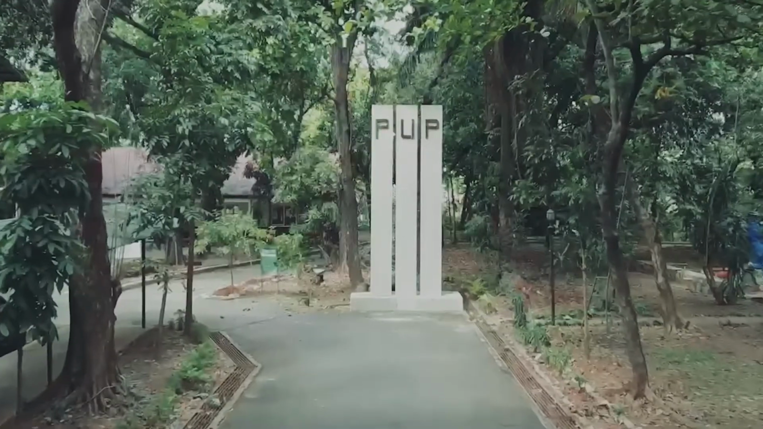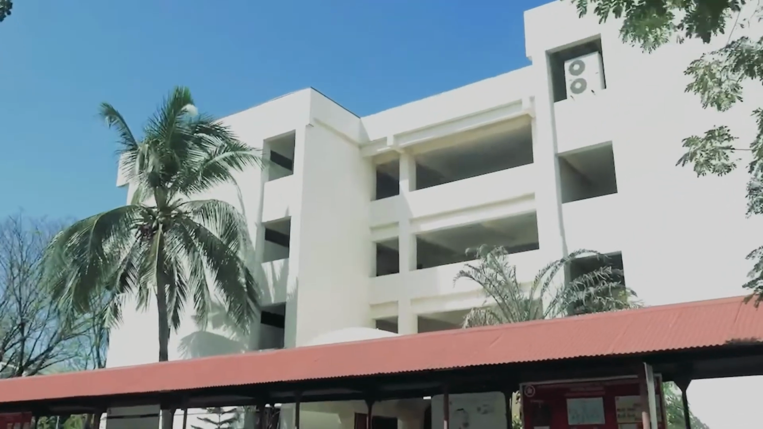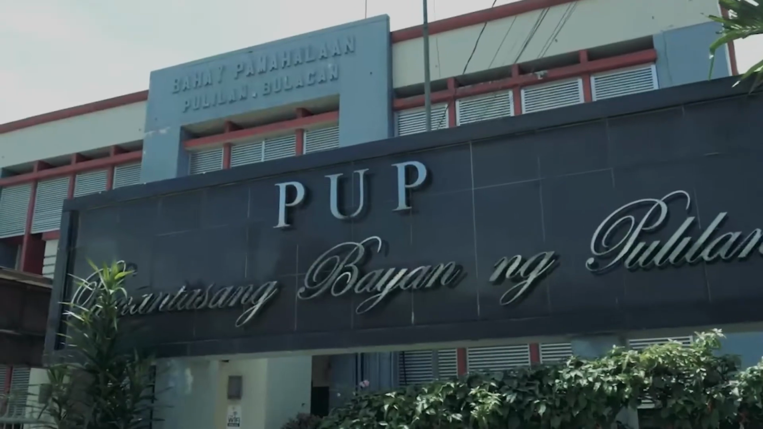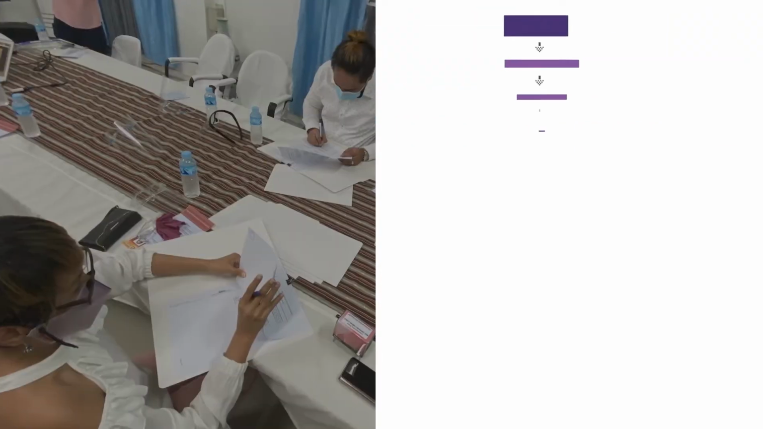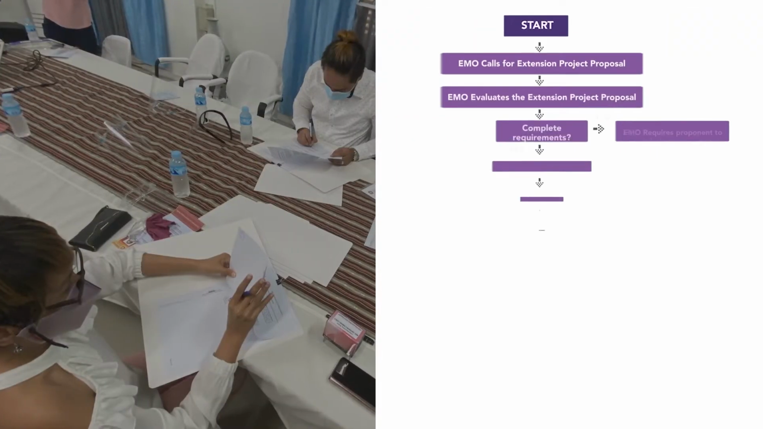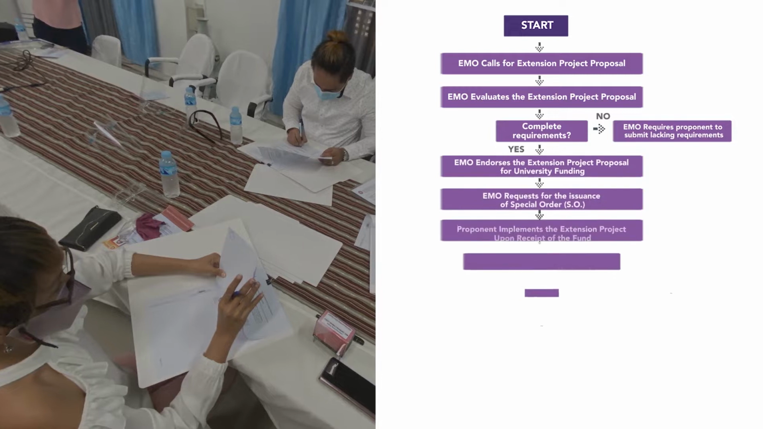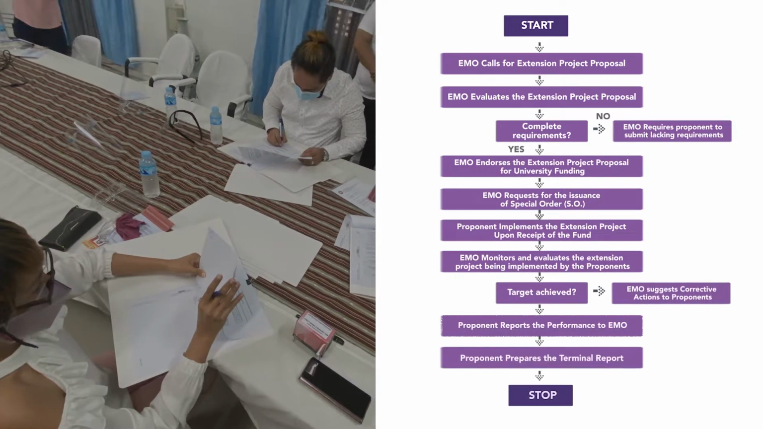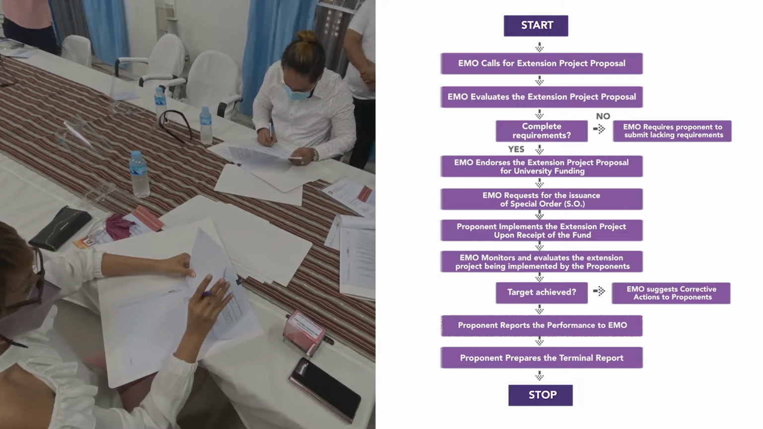Since the colleges, branches, and campuses are encouraged to conduct their extension programs and projects, the university carefully designed the monitoring and implementation processes of the approved project. Here is the process flow chart of the submission and implementation of an extension program or project.